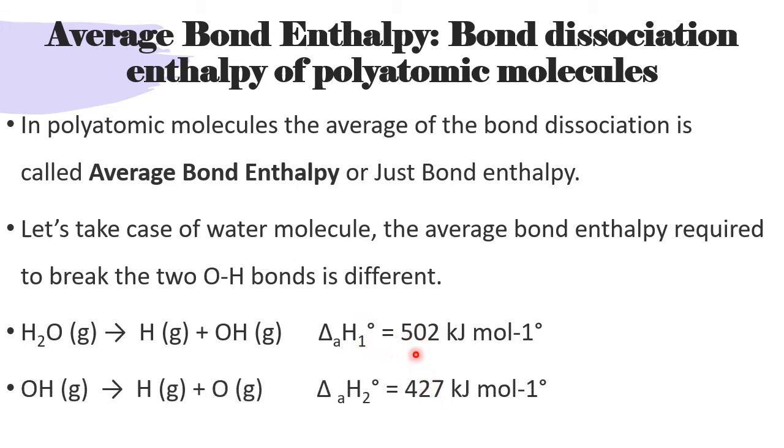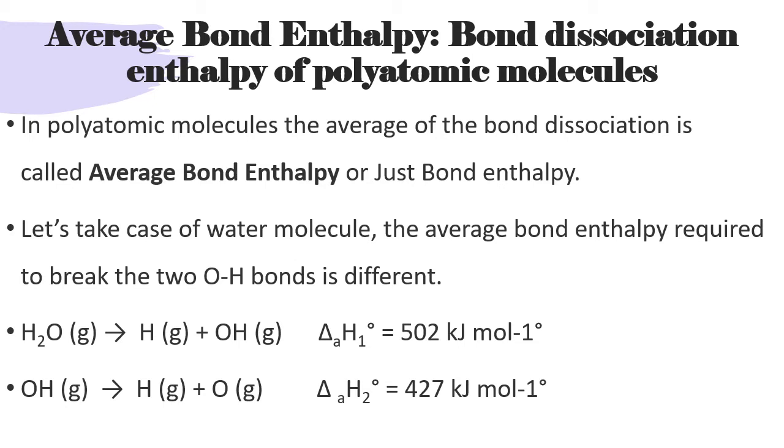Once we break off the H, it is only OH, and OH is highly unstable. So with a little less energy we can break the second O-H. Now what is the average bond enthalpy here? To break the first O-H, this much energy. To break the second O-H, this much energy. If you add these two and divide by 2, that is called the average bond enthalpy of water.